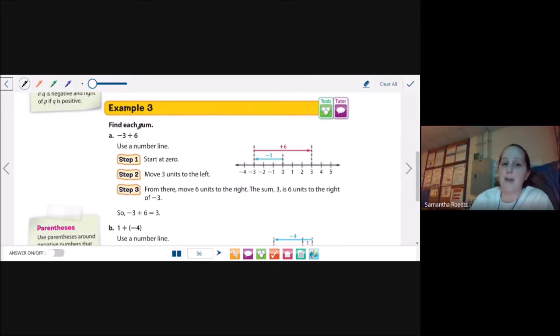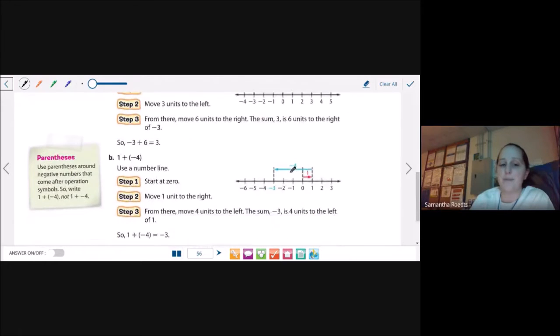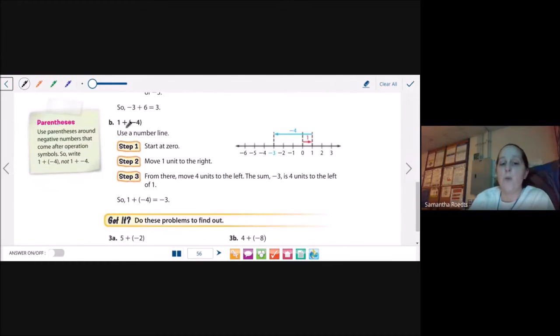So example 3, find each sum. -3 plus 6. So I start at 0, I move left 3, and then I move right 6: 3, 4, 5, 6. That gives me positive 3. So -3 plus 6 equals 3. For B, 1 plus -4. So I start at 0, I go right 1, and then left 4, which gets me to -3. So 1 plus -4 is -3.